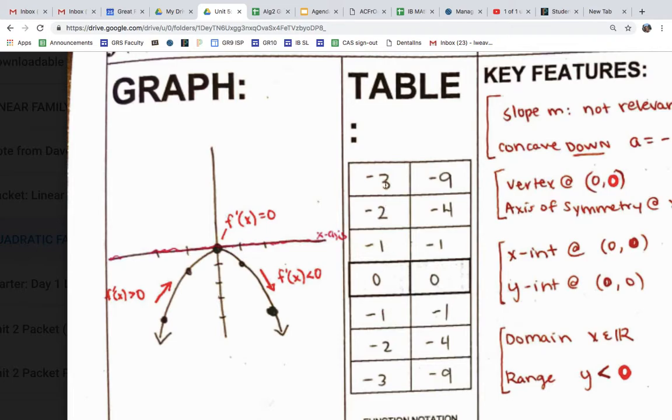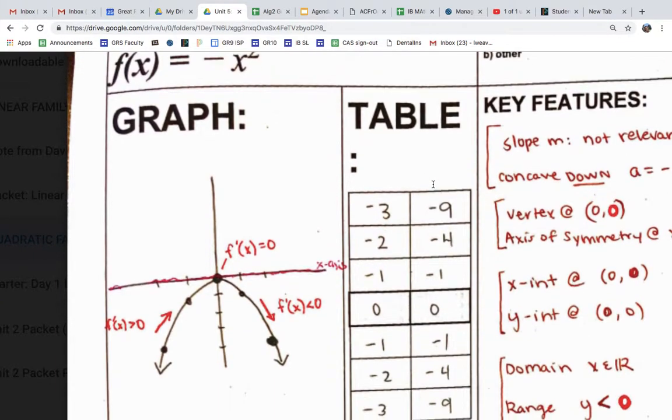This is supposed to be negative 3, negative 2, negative 1, 0, 1, positive 2, positive 3 as the x values, and then these are our y values. Then we can plot them on our graph. Here is the point 1, negative 1, 2, negative 4, and then 3 would be down at negative 9. Same thing over here: negative 1, negative 1, negative 2, negative 4, and negative 3, negative 9. If we kept going, positive 4, negative 16, negative 4, negative 16.